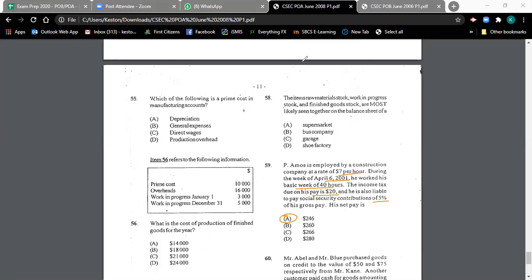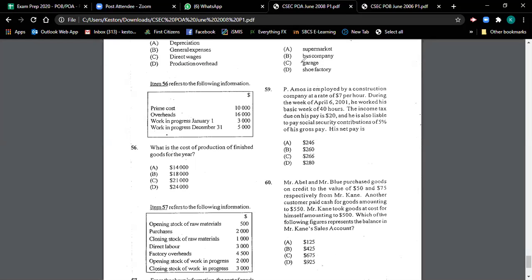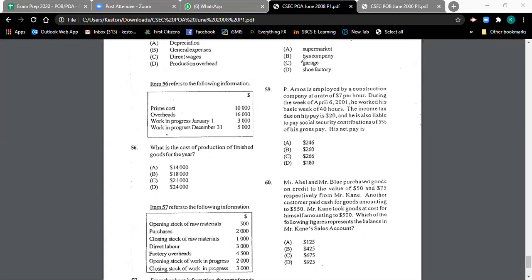And 60, another one. Ebel and Blue both purchase goods 50 and 75 from Mr. Keane. Another man buy goods 550 from Mr. Keane. Keane take out goods for himself 500. What is the amount that's going to go in his sales account? Everything except what he took out. So 675. Yeah? Everything except what he took for himself. So this is out. This and this is 600 and this is 675. Good. Very good. Let's get another one.